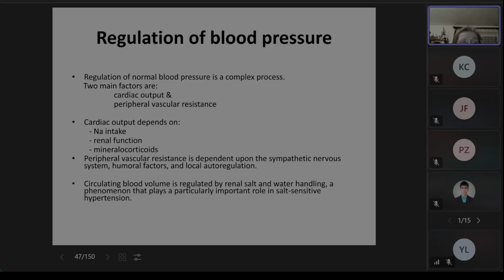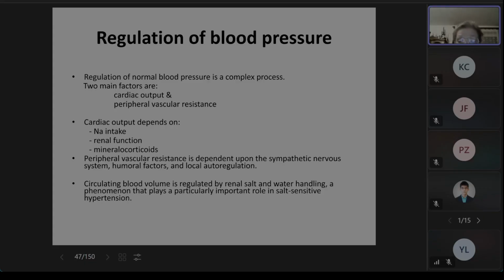I suppose that you know that the regulation of blood pressure is dependent, first of all, on cardiac output, and second, on peripheral vascular resistance. As regards cardiac output, it is connected with sodium intake, renal function, and the action of mineralocorticosteroids. And as regards the peripheral vascular resistance, it depends on the sympathetic nervous system and some humoral factors, for example, those produced by the kidneys.